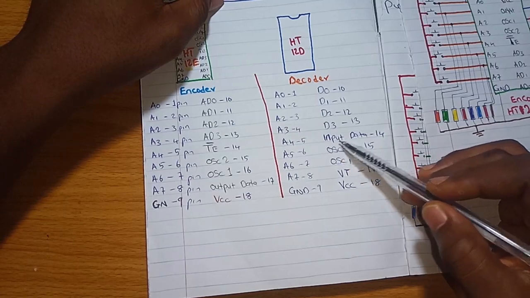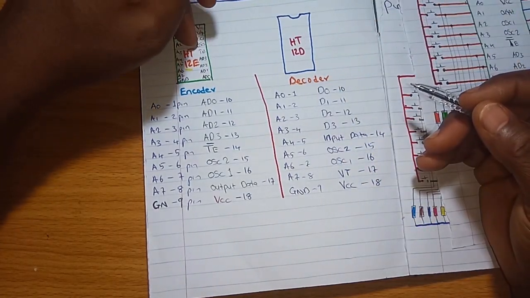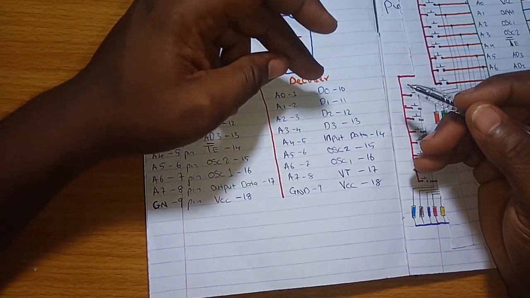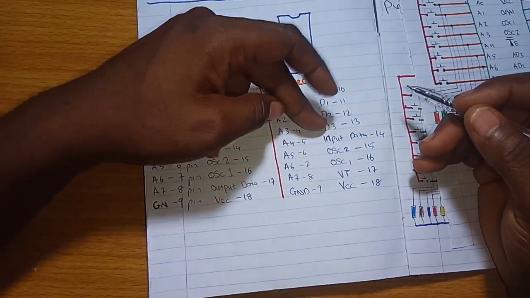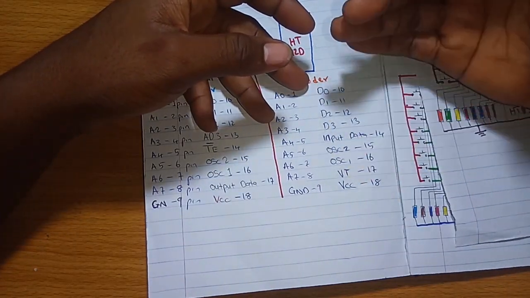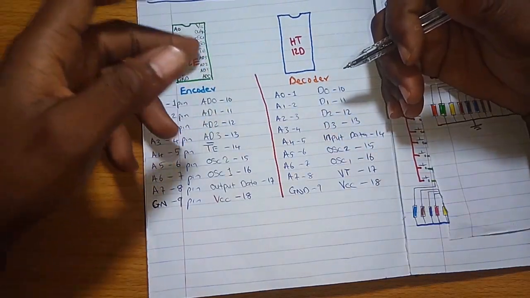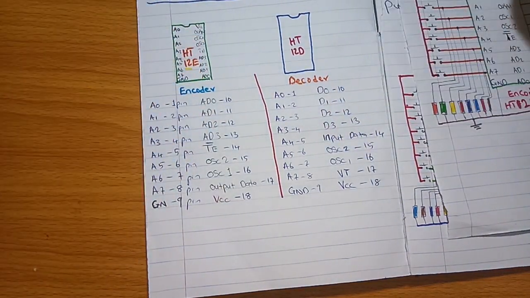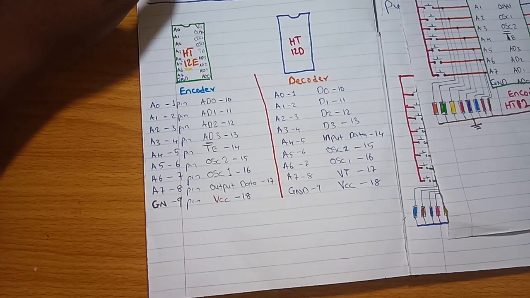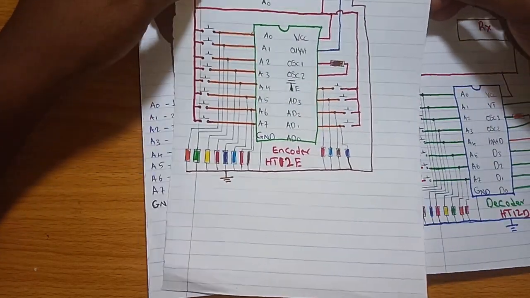And the input data is the one that receives the data being sent by this encoder. Okay, and D0 to D3 is the data pin. This is what will display the information that is being sent by this encoder. So let me quickly show you the schematic, before we go into the practical aspects.